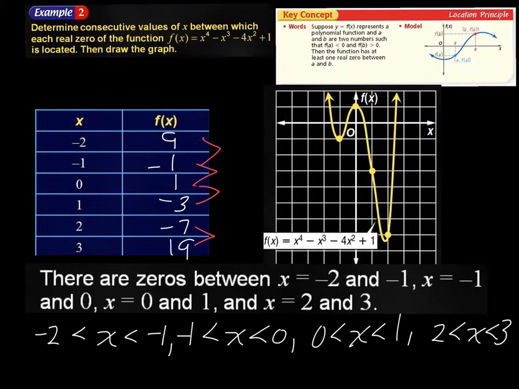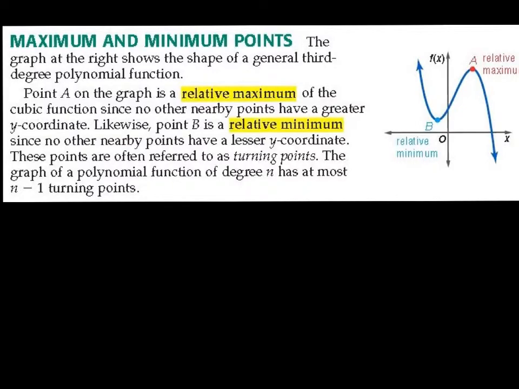So from our sign changes and from the graph, we can see there are zeros between x equals -2 and -1, -1 and 0, 0 and 1, and 2 and 3. I like this notation as opposed to writing out the words. It looks more concise. The graph at the right shows the shape of a general third-degree polynomial function.